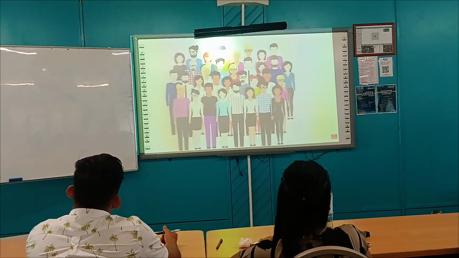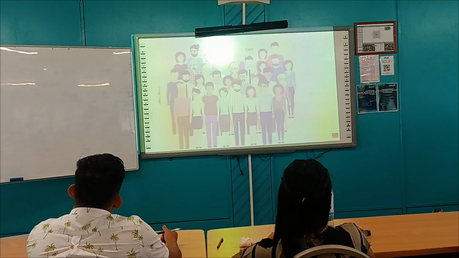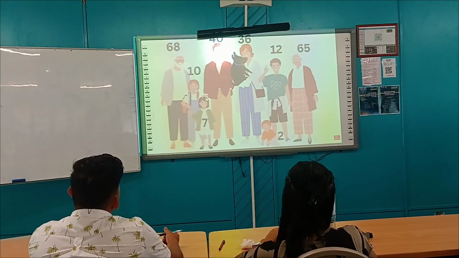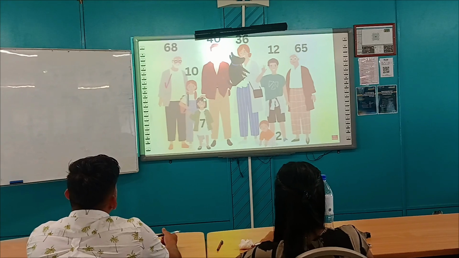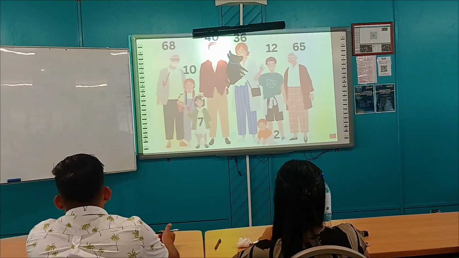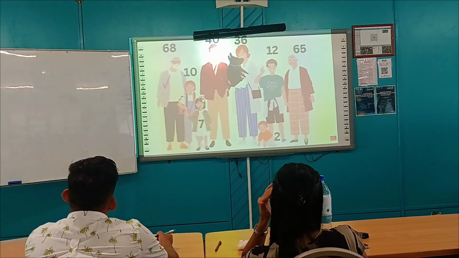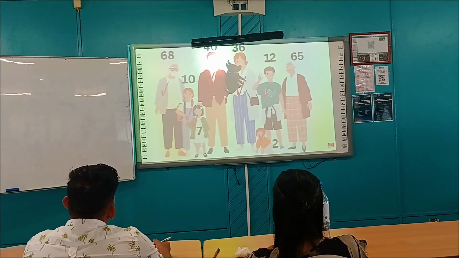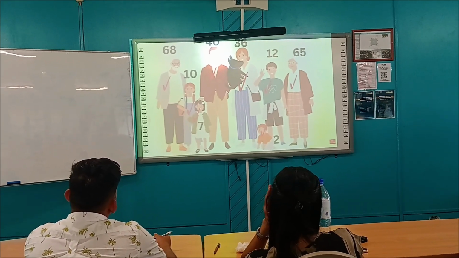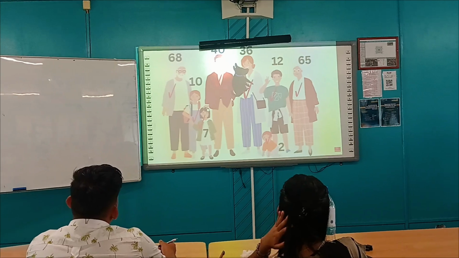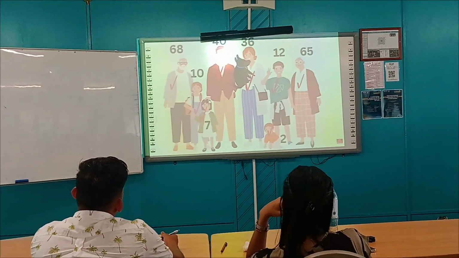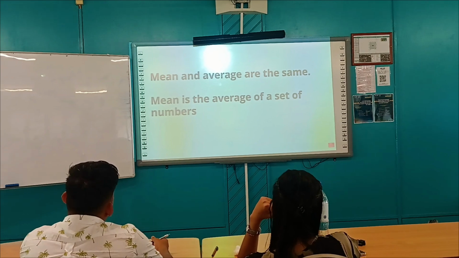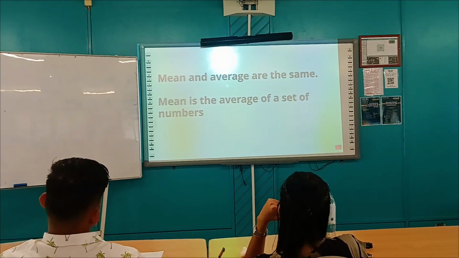Let's work an example. Let's work on what's the mean, median, mode of this family. The ages are 68, 10, 7, 40, 36, 2, 12, and 65. Let's first calculate the mean of the age. Mean and average are the same thing. So let's follow these steps.